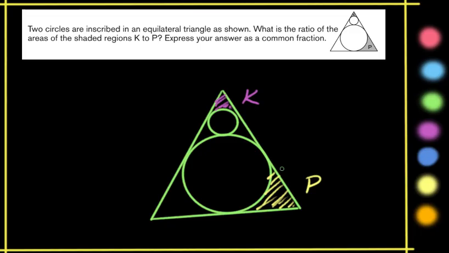One thing you can notice is that these shapes are similar to each other because they both have 60-degree angles. Since this is an equilateral triangle, they both have 60-degree angles here. And then they just go up until they meet the circle and then they come back. So these are similar shapes.